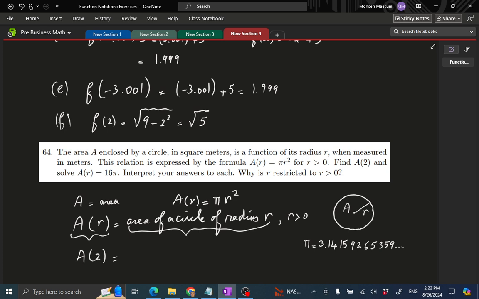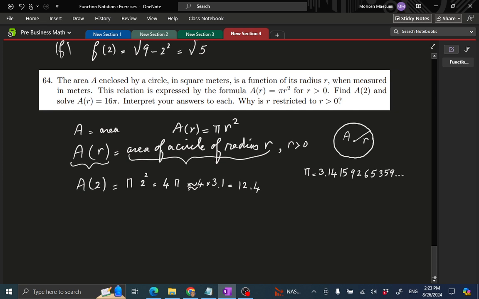What is A of 2? It's pi r squared. So r is 2. We replace r by 2, 2 squared. So that's going to be 2 squared is 4 times pi. Now if you want to calculate it more approximately, you can multiply by any of this decimal representation. So this is going to be an approximation. Approximation uses a wiggly line. So that becomes 12.6 approximate value of this. It also says solve.